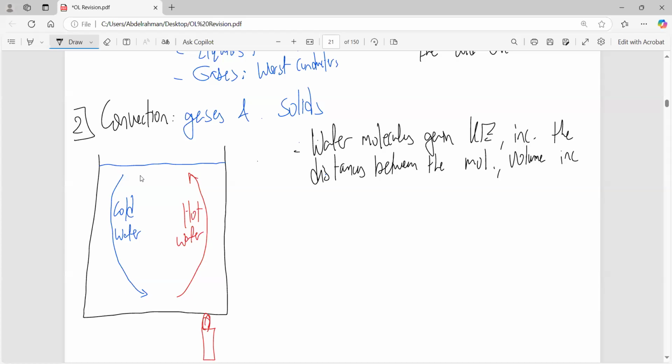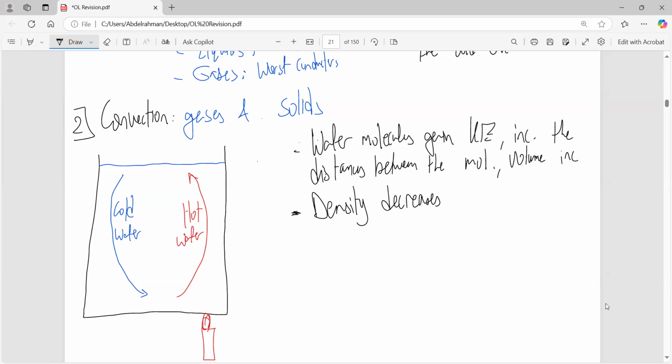Because the distances between the molecules have increased, not because each molecule has increased its own volume. No, that's wrong. Okay, as the volume increases, what happens to the density? You have to say the density decreases, because the mass is the same. Density equals mass over volume.